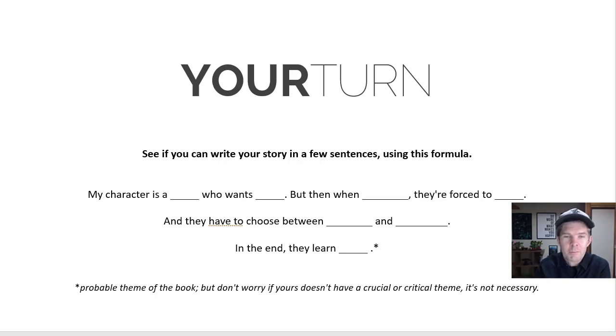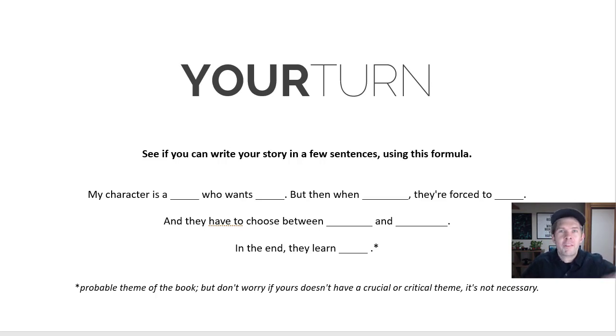See if you can fill in the blanks. My character is a blank who wants blank. But when they blank, they're forced to blank, and they have to choose between blank and blank. So this just sets up the basics. What does my character want? Who is he, or she, or they, and what are they like right now? What do they want right now?